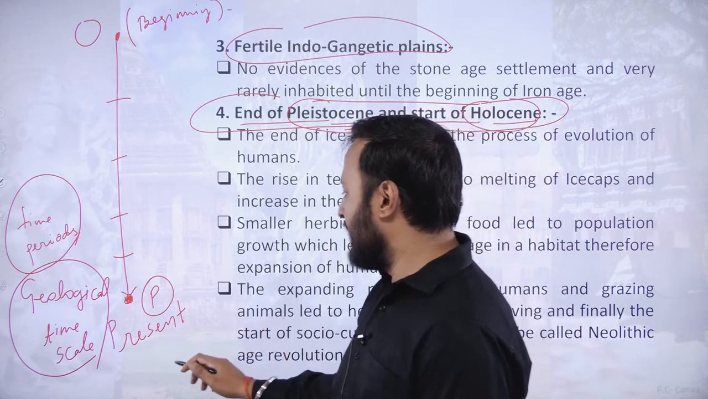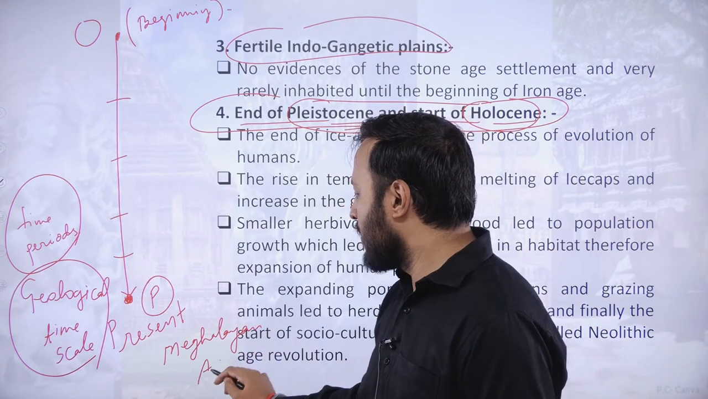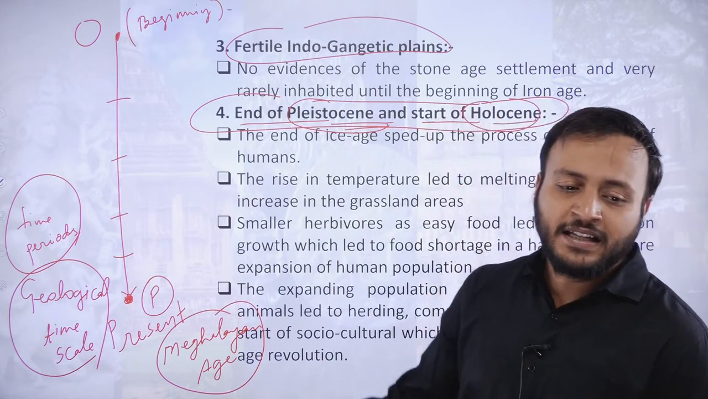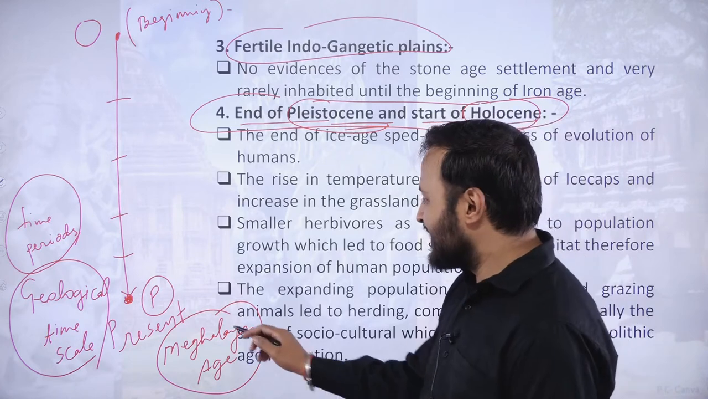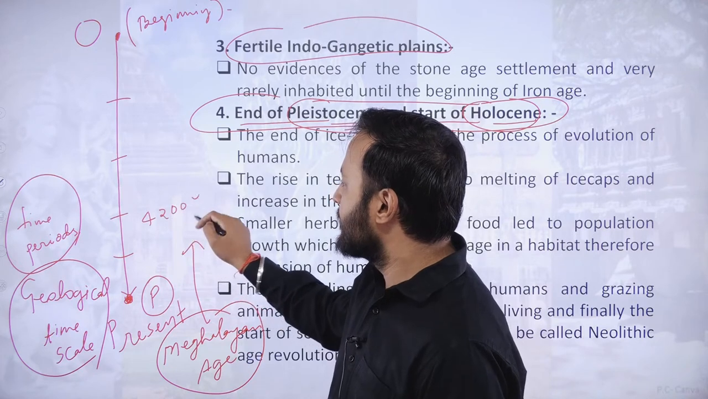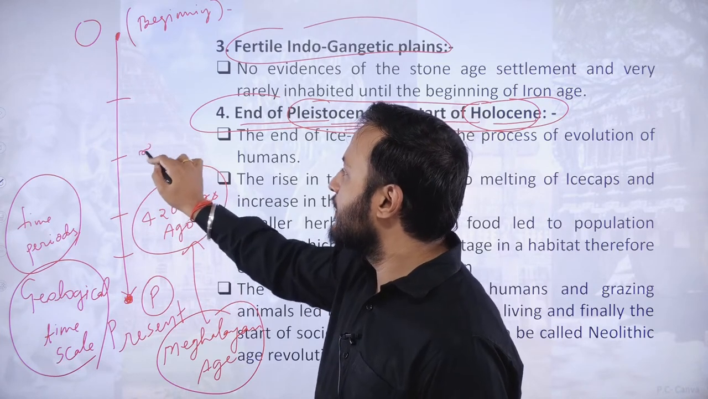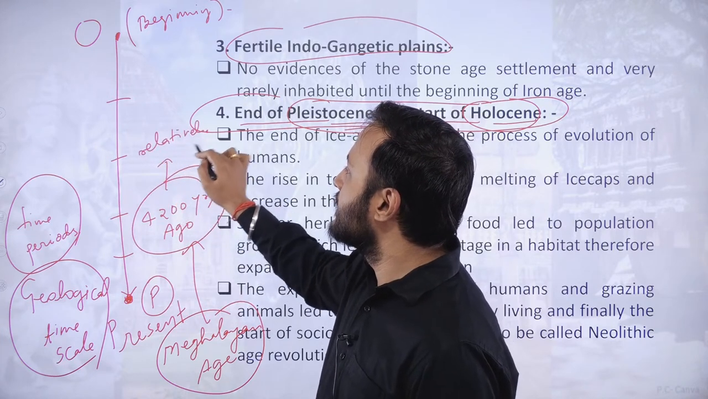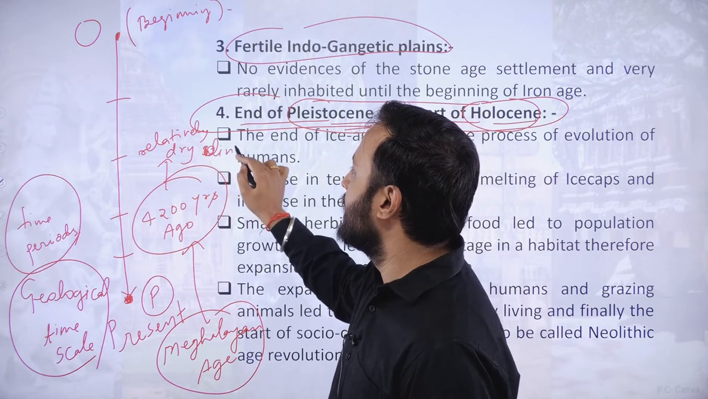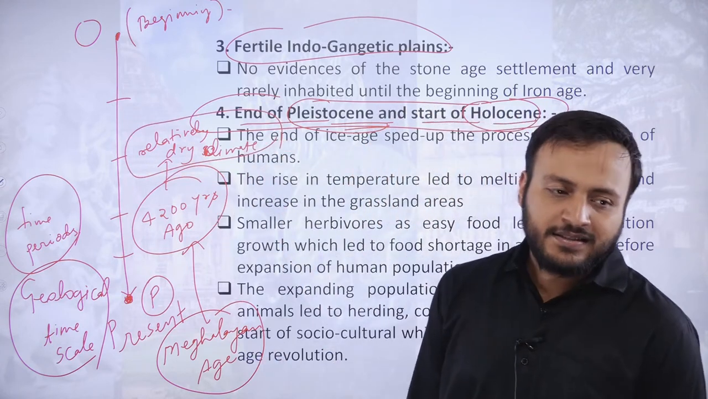UPSC had asked a question related to the Meghalayan age. Why had they asked it? Because this Meghalayan age was in the news. It signifies the time period of 4200 years ago, and it indicates a relatively dry climate. So the relatively drier climate is determined by the Meghalayan age.